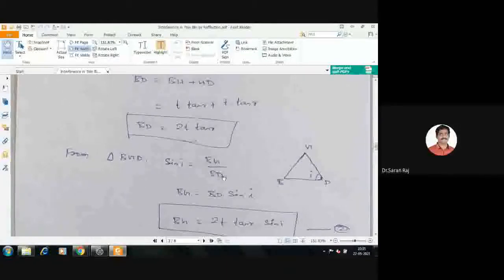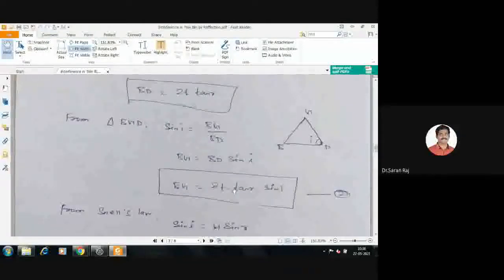So the BD division term moves to the right-hand side and becomes multiplication. So BD into sin i is equal to BG. So BG equals BD. What is the BD value? Already we determined the BD value, that is 2t into tan r. So substitute this value here. So 2t into tan r into sin i. That is the equation, equation number 2.